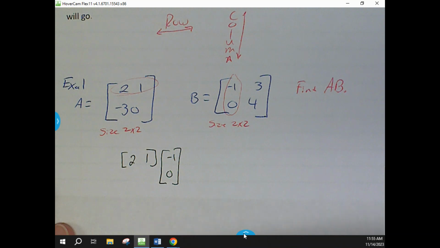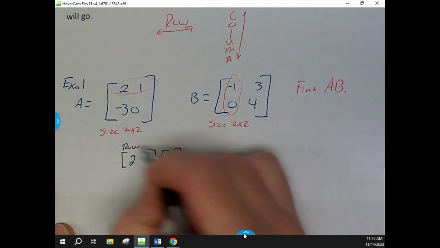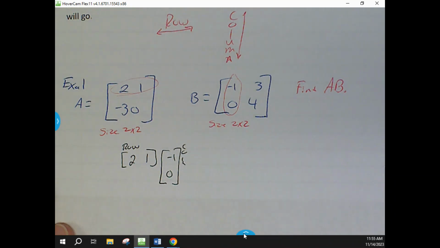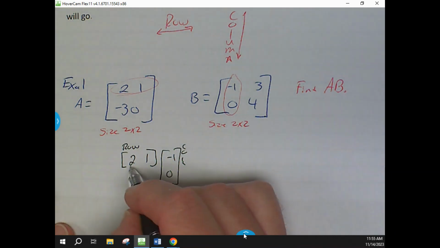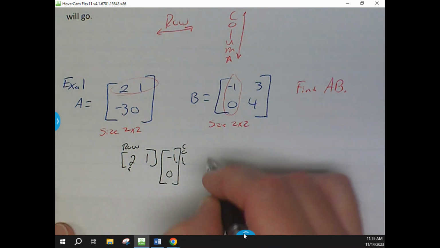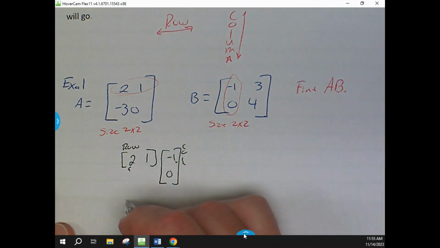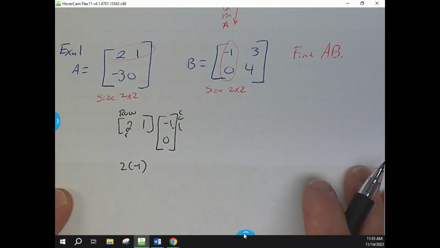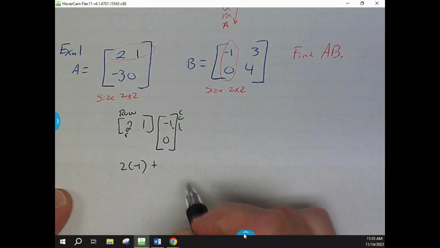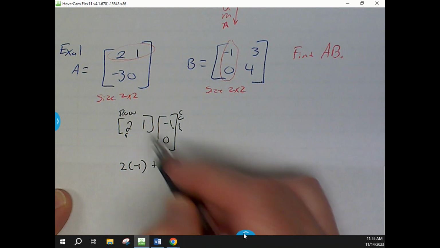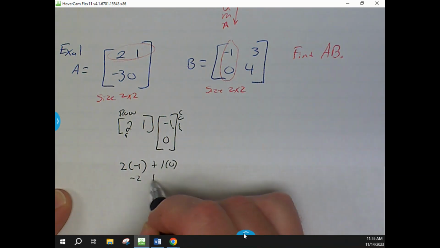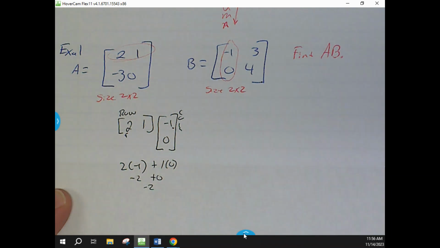Okay, so when we multiply the first row by the first column, it's going to look like this. We're taking 2, 1 and multiplying it by negative 1, 0. You take the first number here and multiply it by the first number here, so that's 2 times negative 1. Then you add that to the second number times the second number, 1 times 0. So that's negative 2 plus 0, which is negative 2.